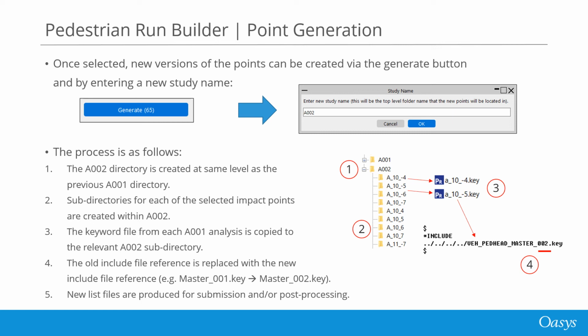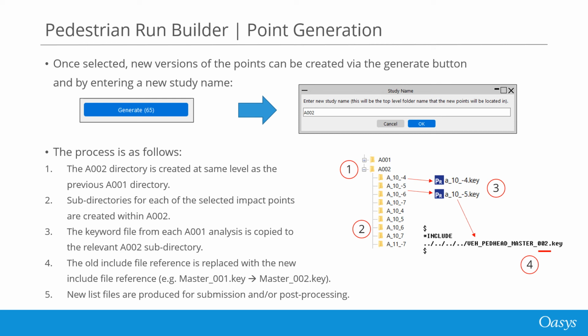When you do that, you'll be prompted to enter a new study name. So that's the top level directory in which all of the impact directories will be created. So in this example, it was A002. Once you've input that, the following process will occur. An A002 directory will be created at the same level as the previous A001 directory. Within A002, we'll find a subdirectory for each of the impact points we've selected.